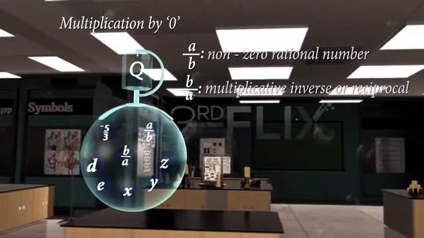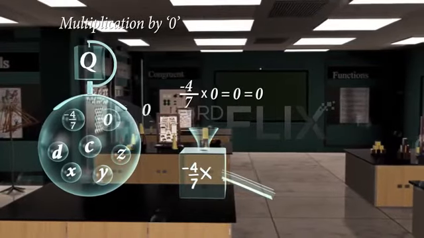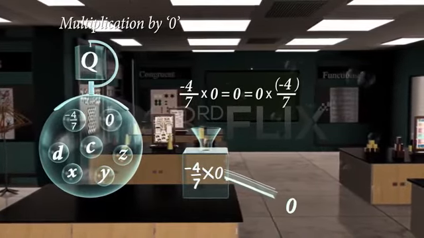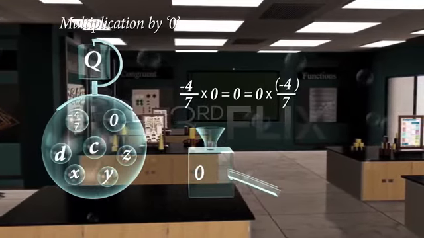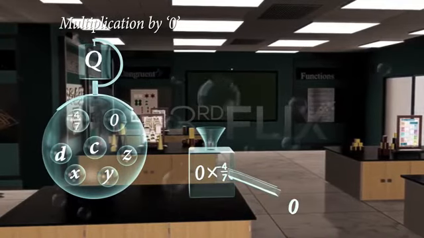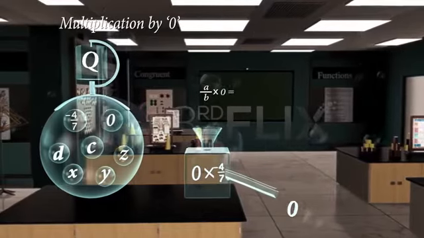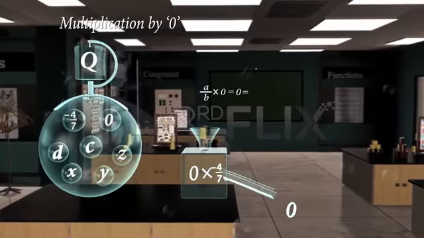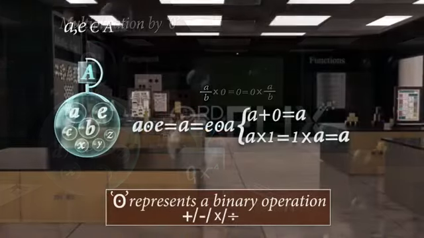Let us consider an example. Minus 4 by 7 multiplied by 0 equals 0 multiplied by minus 4 by 7 equals 0 into minus 4 by 7 equals 0. That is, the product of 0 and any rational number is 0, and hence this is the multiplicative property of 0. Summary.